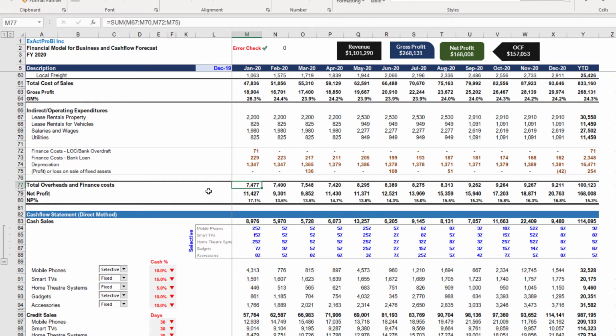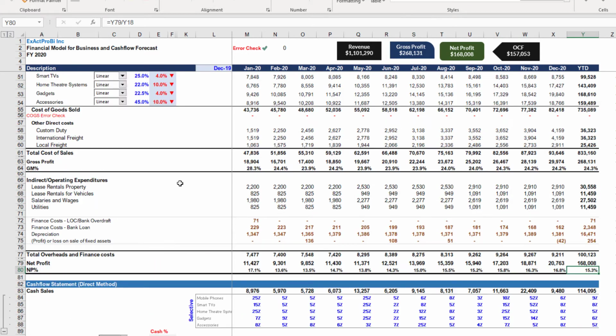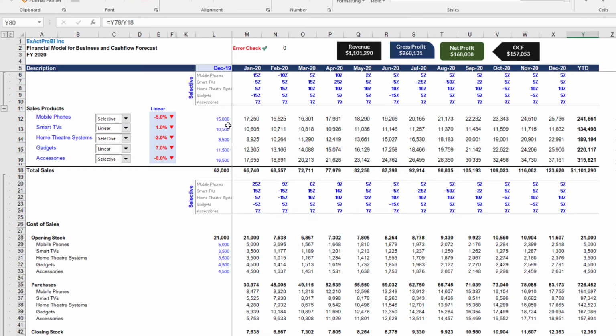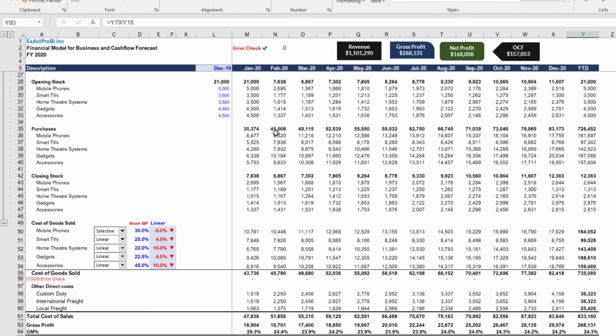Now below that, we have a total overhead and finance cost, and then we have a net profit. So net profit is nothing but gross profit minus this cost. So we get the net profit percentage of 17% in January, and so on for each month and total as well. So that concludes the entire income statement, or I should call it a profit and loss statement.